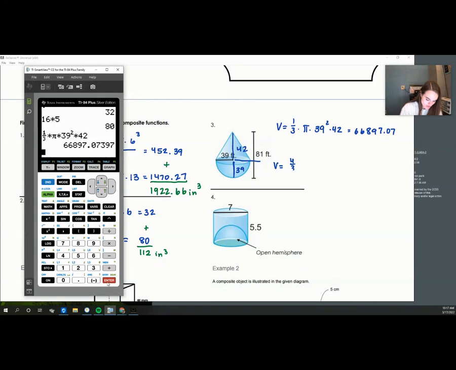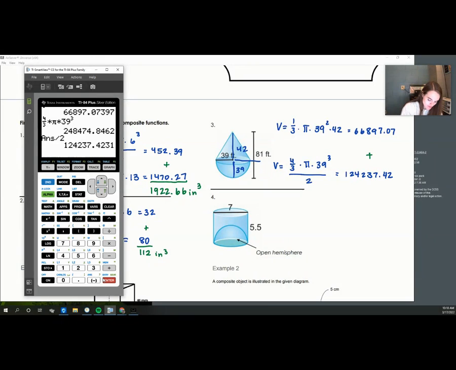So we still got 4/3 pi radius cubed, but we only need half of it. So alpha y equals 4/3 times pi times 39 to the third. And we get 248,000. We only need half of that though. So 124,237.42. So just like before, we're still adding these together.